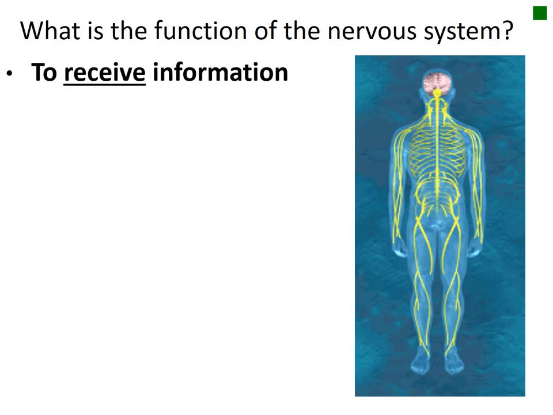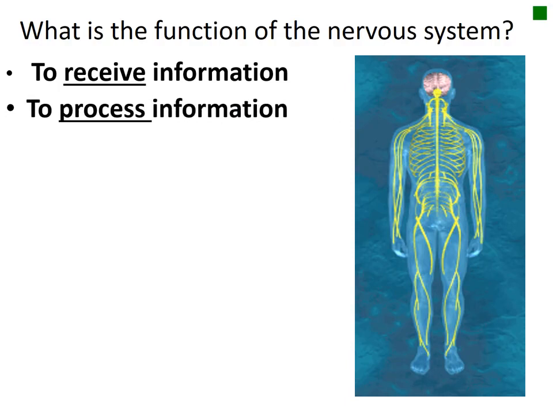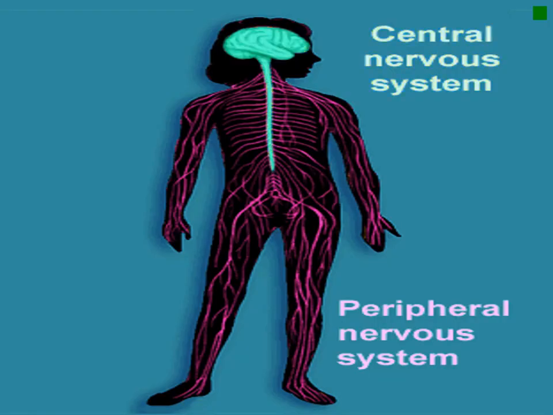The nervous system has the function of receiving information, processing the information, and responding or taking action. So there are three main functions of the nervous system: to receive the information, to process it, and to respond and take the proper action.